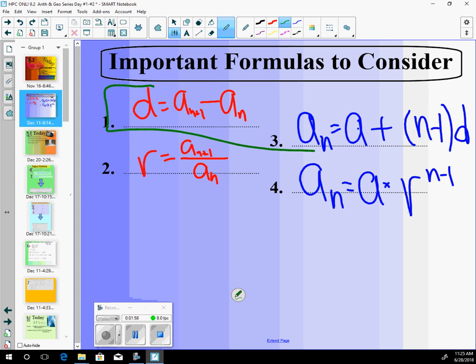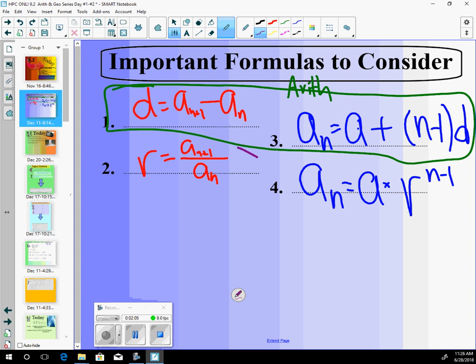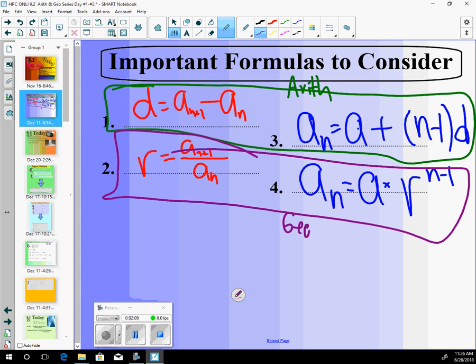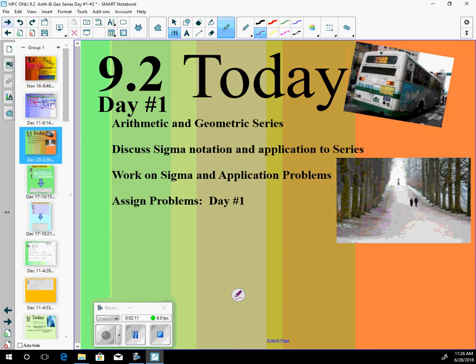These green ones are arithmetic, and the purple ones are geometric. Hopefully those are starting to sink in.